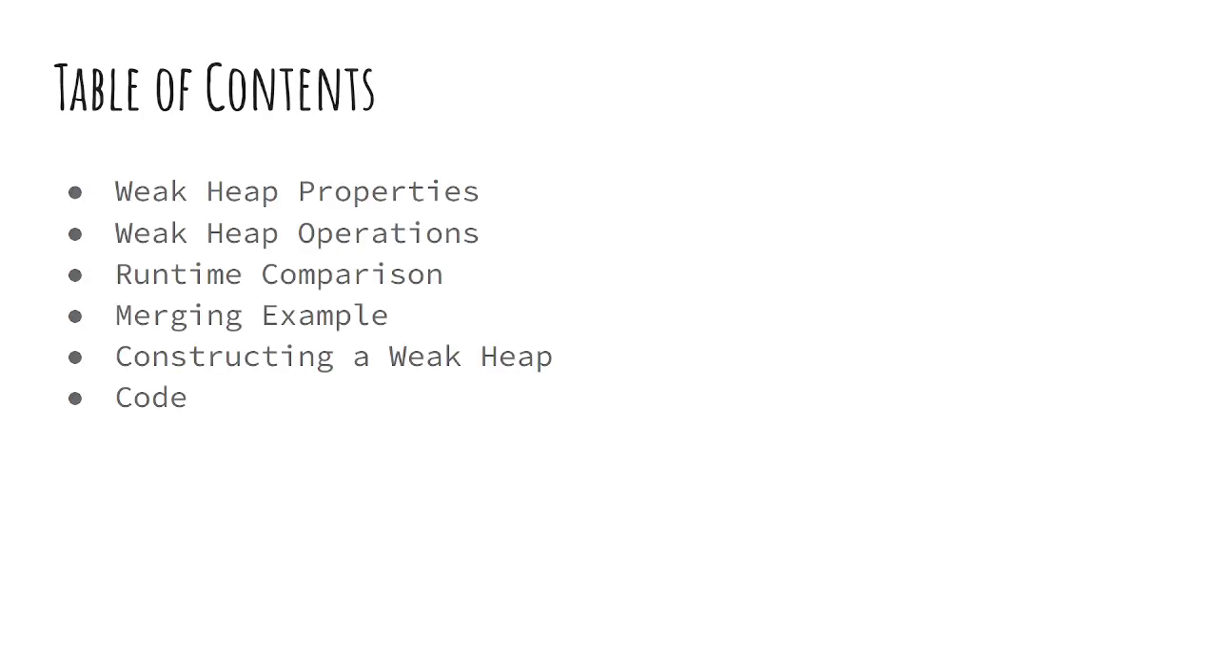So, to give you a summary of what I'm going to be going over, first of all, I'm going to be going over the different properties of a weak heap, essentially what makes a weak heap what it is. Then I'm going to be going over the different operations of a weak heap and explaining how they work. Then I'm going to be doing a runtime comparison between weak heap sort and quick sort, essentially showing you just how much better it is. Then we'll be going over a merging example to show you how to merge two different weak heaps, and then we're going to be constructing a weak heap ourselves from an existing array. And then lastly, I'm going to be showing you the code that essentially brings it all together.